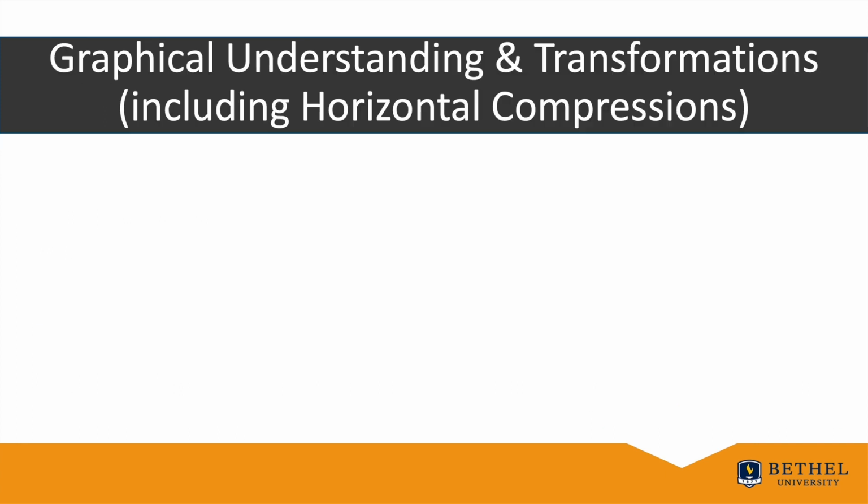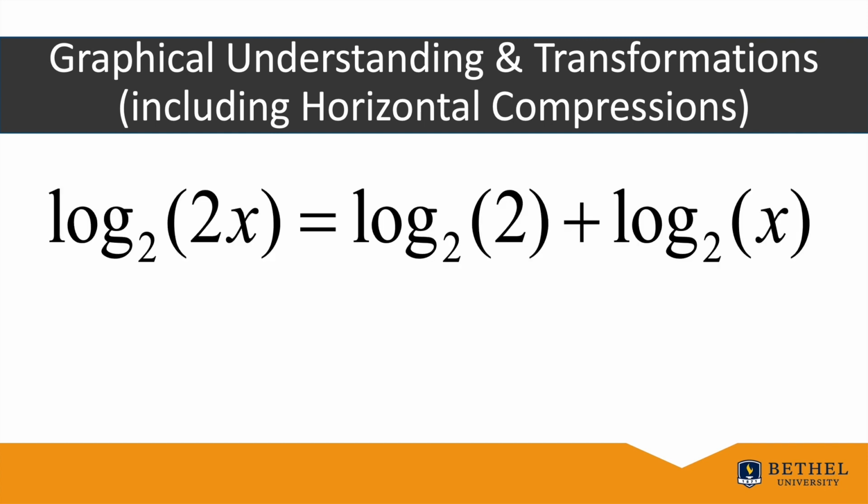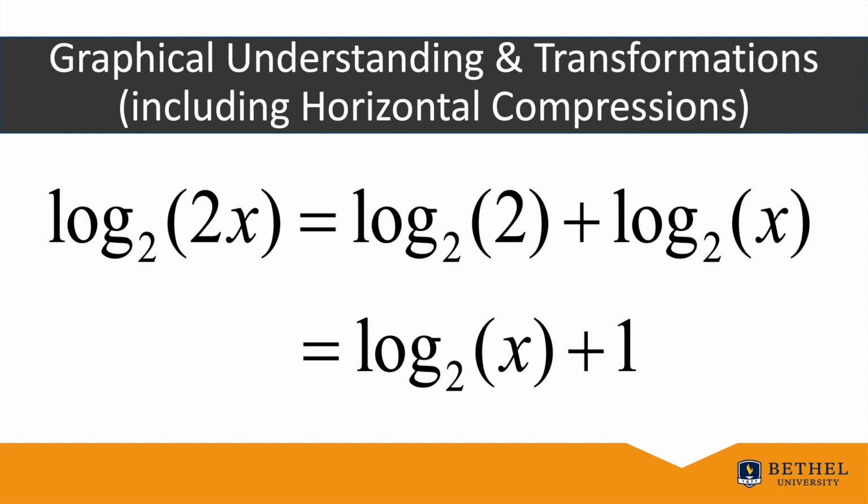Before ending lesson 1.4 of Calculus 1 by introducing inverse functions, it's worth spending a minute seeing how the identity that we just proved can be interpreted graphically in a special case in terms of transformations, including something new called a horizontal compression. The identity we will illustrate is this one: log base 2 of 2 times x equals log base 2 of 2 plus log base 2 of x. Since log base 2 of 2 equals 1, this is the same as saying log base 2 of 2x equals log base 2 of x plus 1.